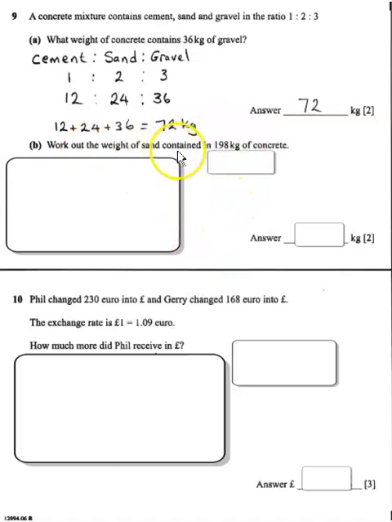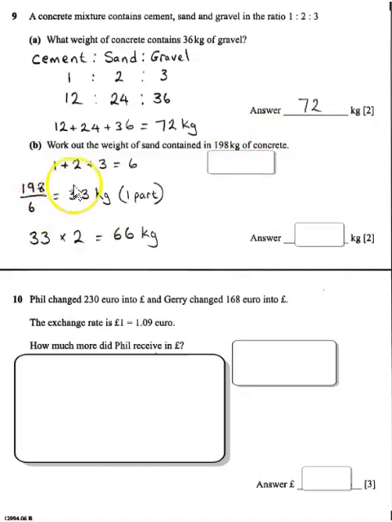So work out the weight of sand contained in 198 kilograms of concrete. So it's giving you the full concrete here. And what you would do here is you would add your ratios up. So it's 1, 2, and 3. So that's 6 parts we have all together. So what we do is we take the 198 and divide by 6, which gives us 33 kilograms.